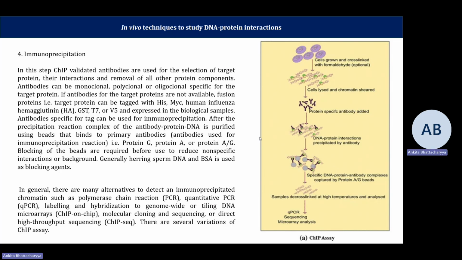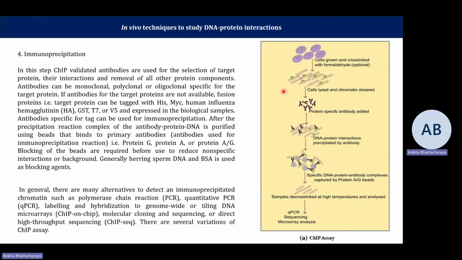In general, there are many alternatives to detect an immunoprecipitated chromatin, such as PCR, qPCR, labeling and hybridization to genome-wide or tiling DNA microarrays, molecular cloning, sequencing, or direct high-throughput sequencing, which is ChIP-seq, which are all variations.